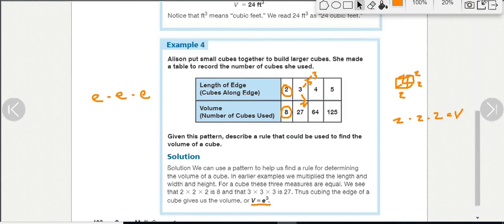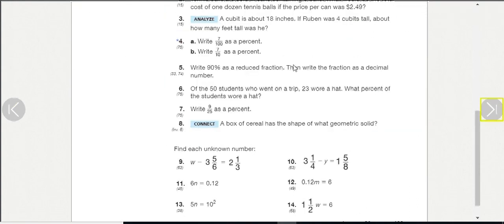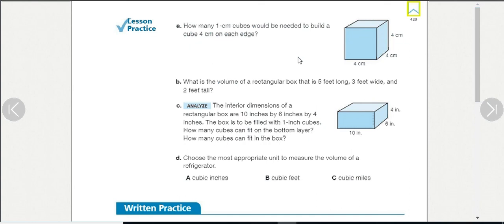So in a cube, it's real easy. Basically, the 3 measures you multiply are all going to be the same, which means you're cubing it. Times itself 3 times. Clear as mud, right? Okay. Why don't you pick 3 from the examples?